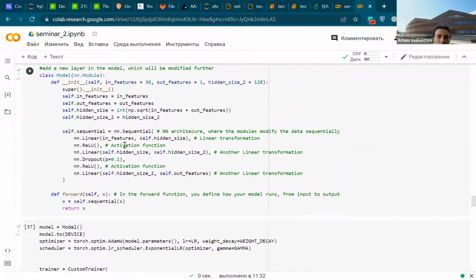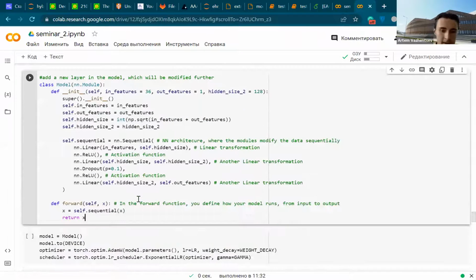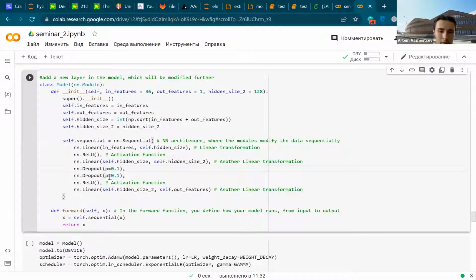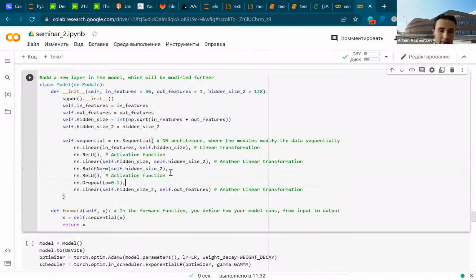And then combine all layers to make a final model. Here we will use a dropout layer, and also we will use batch normalization, because we can always combine these layers in some order. First of all, apply a linear layer, then batch normalization. It may be batch normalization or layer normalization, then ReLU or some other activation, and then dropout.